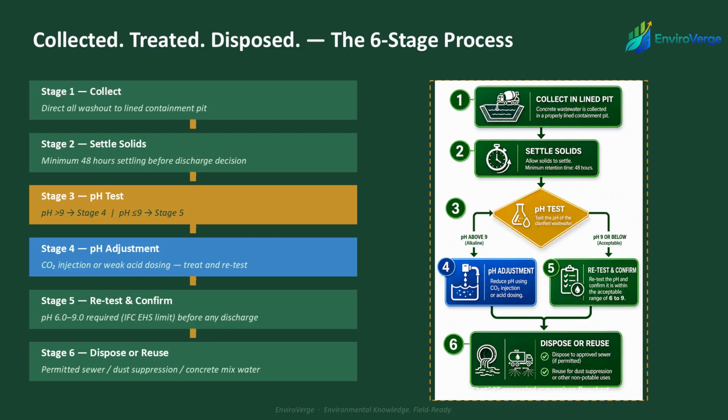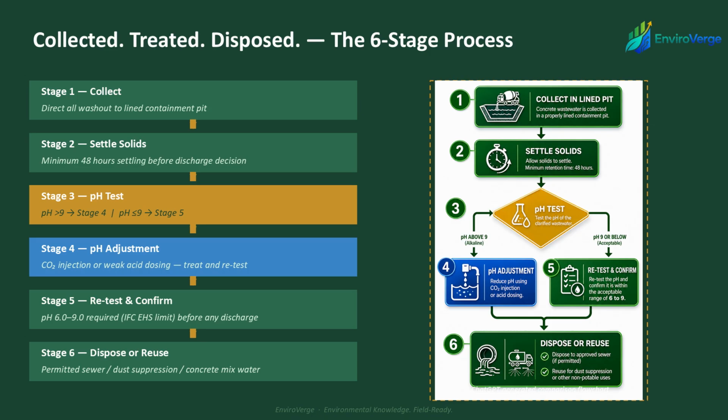Once wastewater is collected in your lined containment pit, it moves through a structured 6-stage process before it can be legally discharged or reused. Stage 1. Collection. Direct all concrete washout water, drum washout, chute rinse water, truck exterior washdown, into the lined containment pit. No other waste streams enter this pit.